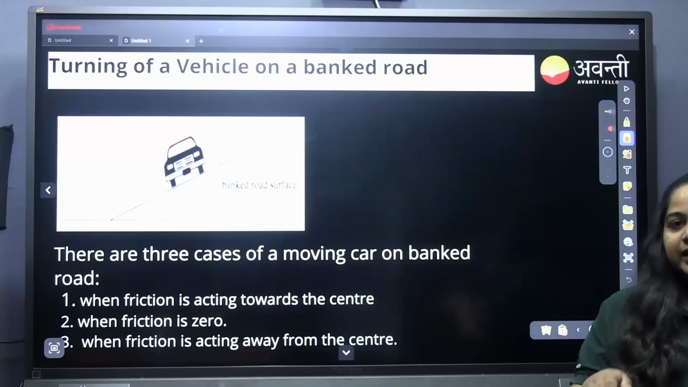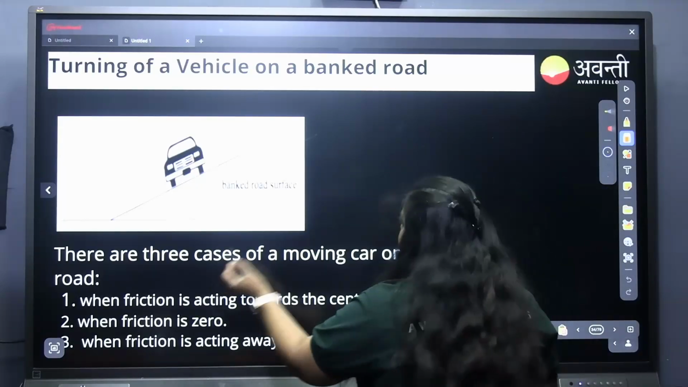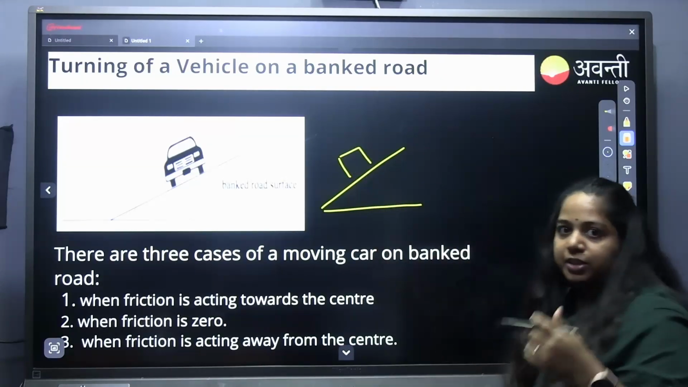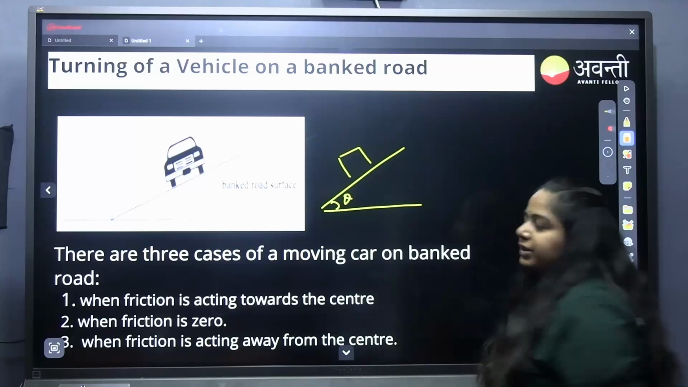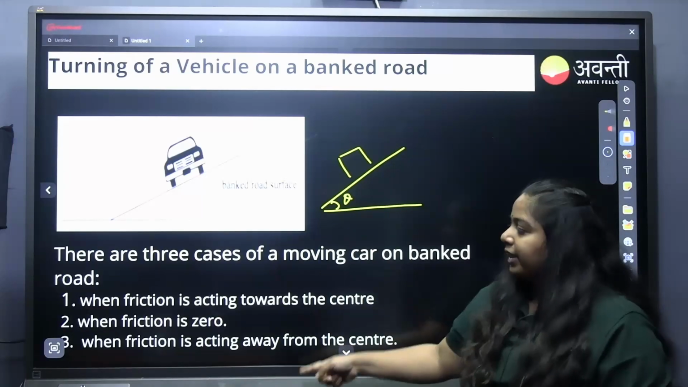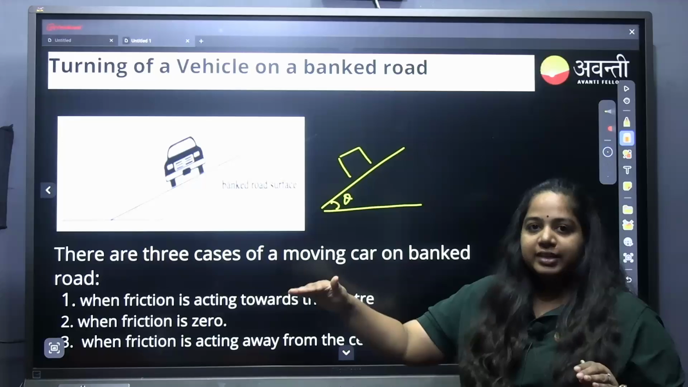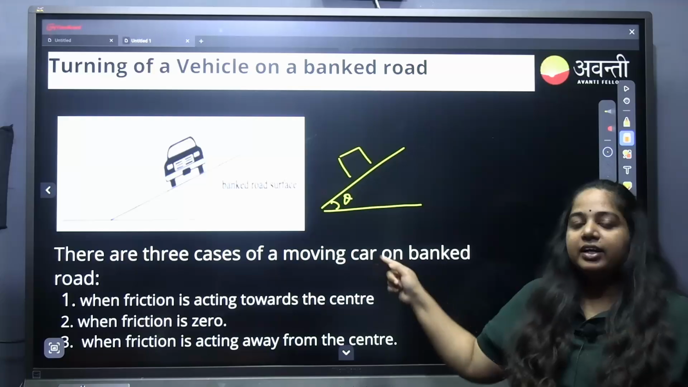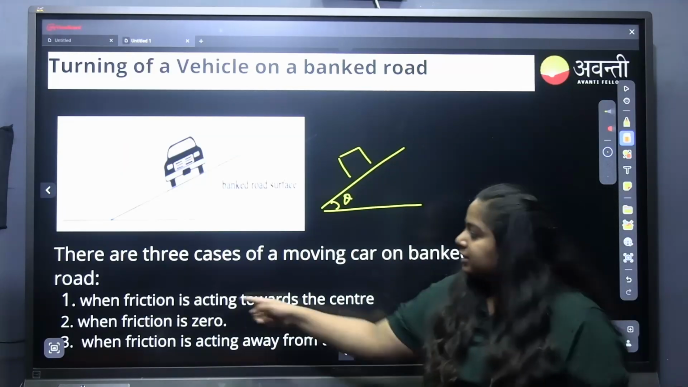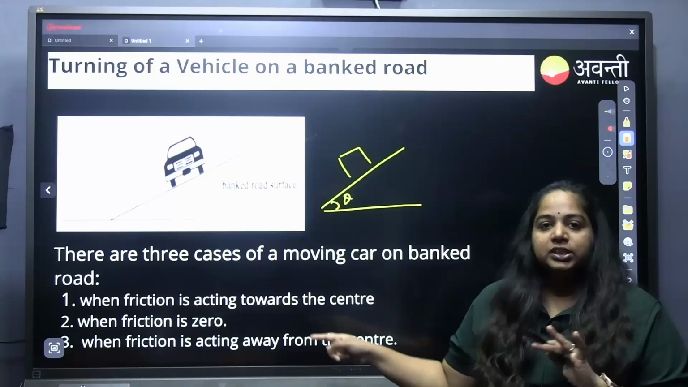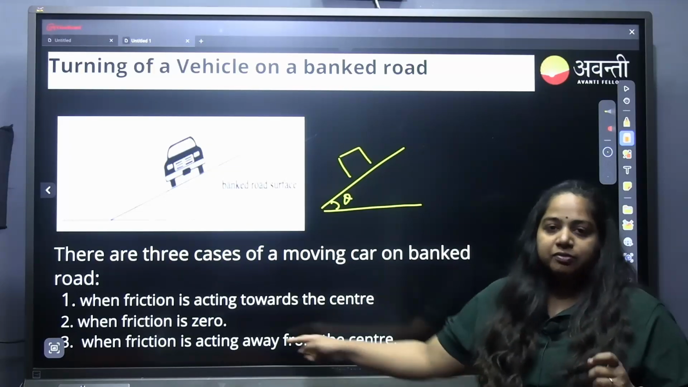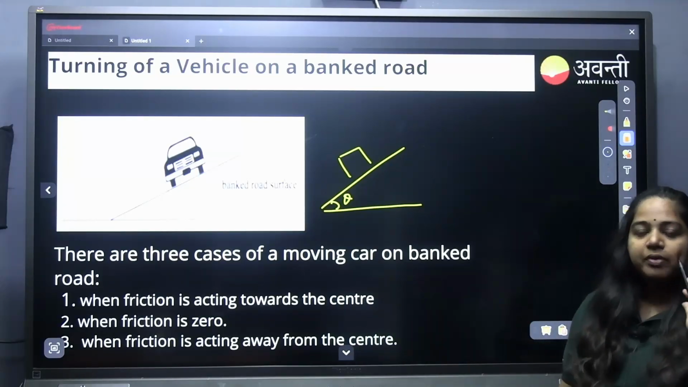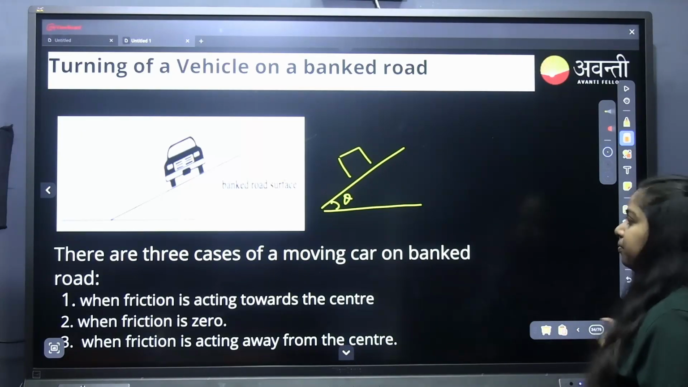Next one, there is an elevation. The car is going through an elevation, a banked road. This angle is around theta. Then there are three cases: when friction is acting towards the center, second, when friction is 0, and third, when friction is acting outwards, away from the center. This is why I said in banked roads friction is not necessary. That's why in yesterday's question we selected only normal reaction.